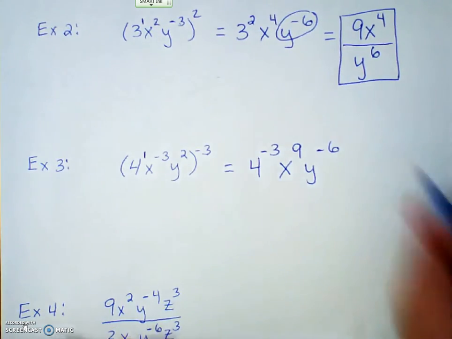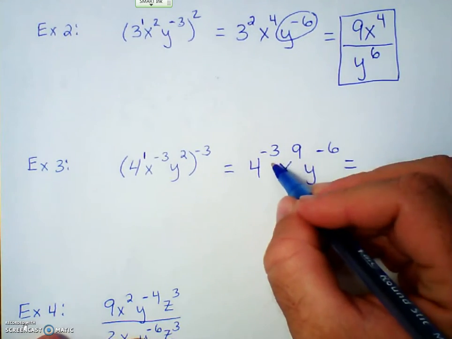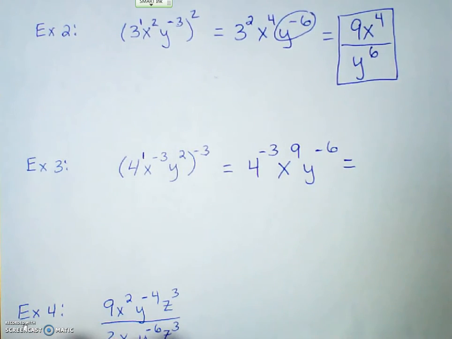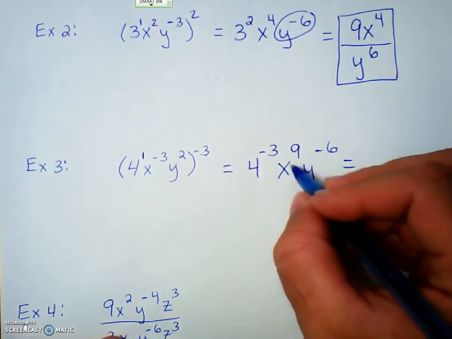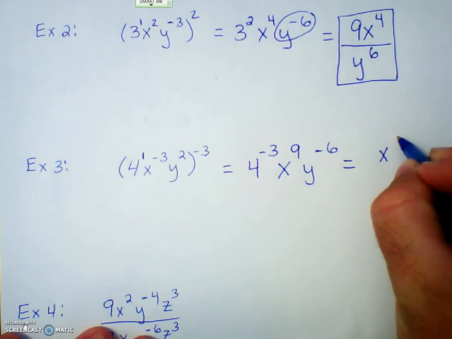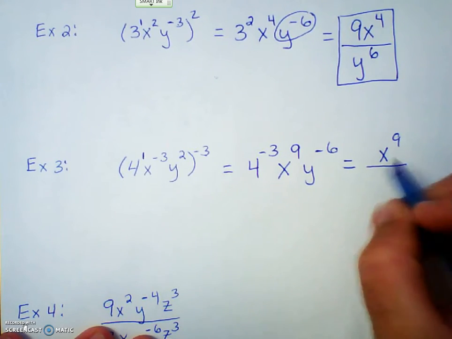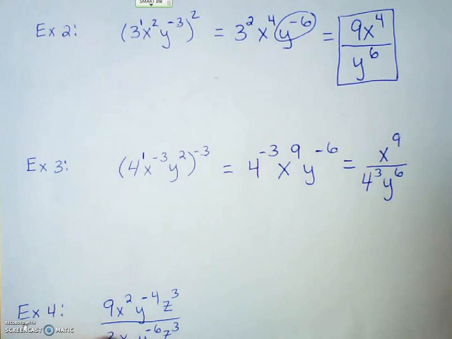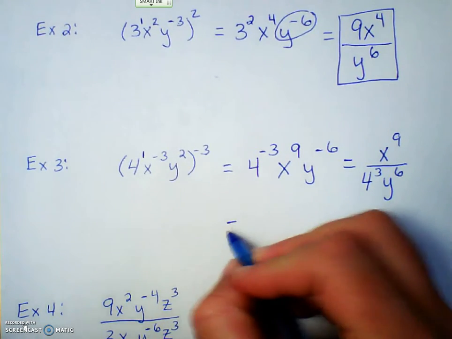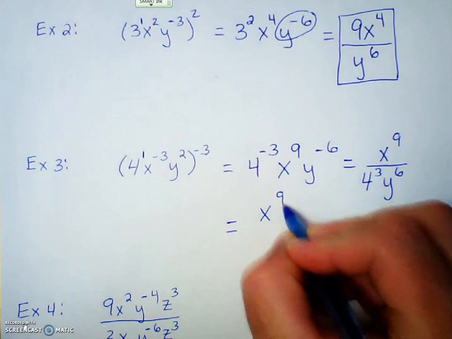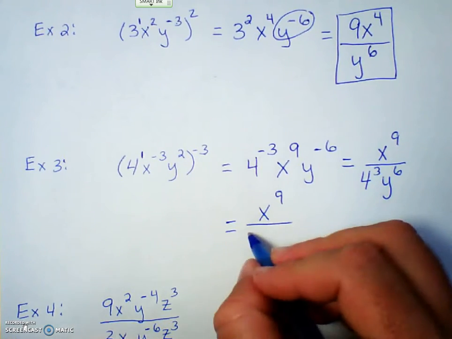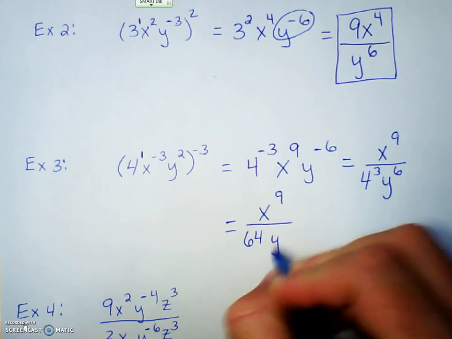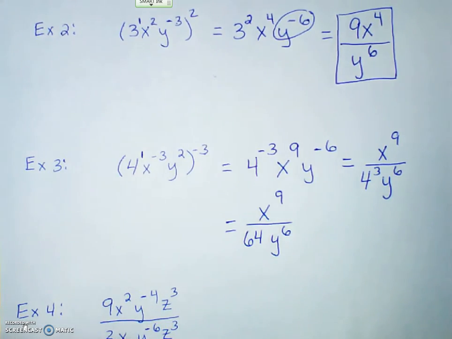So this time you have two parts of this equation that are negative exponents. So the only thing that stays on the numerator is x to the 9th. The other two things go to the bottom and become positive exponents. And for my final answer, I'm just going to use the calculator to get 4 to the 3rd, which gets you 64, and then y to the 6th.